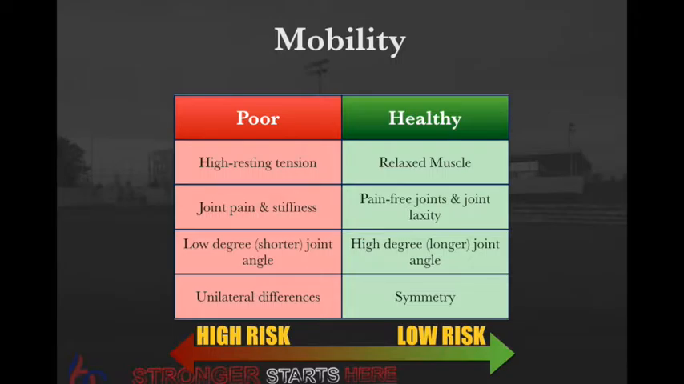And on the healthy side of things, we're talking about relaxed muscle. We're talking about pain-free joints and joint laxity, then free movement that really doesn't cause any hindrance or pain. We're talking about longer or larger joint angles, and then symmetrical balance. So we're looking at one side being able to perform the same range of motion as the other.